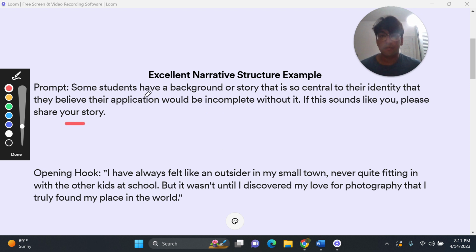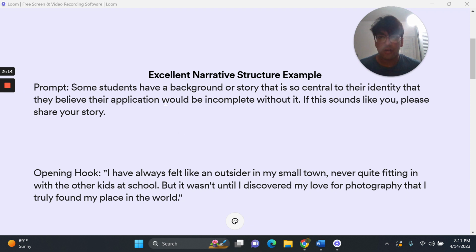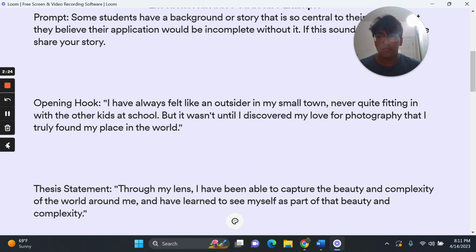If you know the Common Application essay, then you'll know that this is the first prompt that they give you, and you can choose to write this. So I want to show you how a student might look at this prompt and develop a structure for a narrative that they would want to write for the story, and the thought process behind developing the structure.